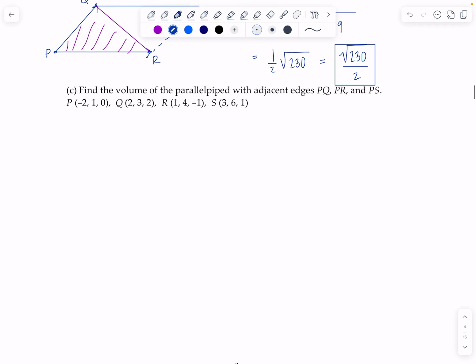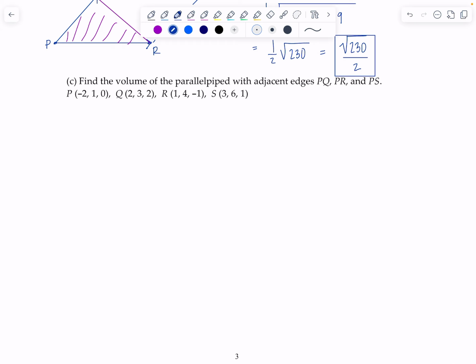One more, very similar kind of thought process. Find the volume of the parallelepiped with adjacent edges PQ, PR, and PS. So these 4 points, so long as they're not coplanar, will define a parallelepiped, which would have non-zero volume. In order to find it, you just have to find the absolute value of the triple scalar product. And it really doesn't matter the order in which you make the vectors, because we're taking absolute value anyhow. So I'll make the vectors PQ, PR, and PS.